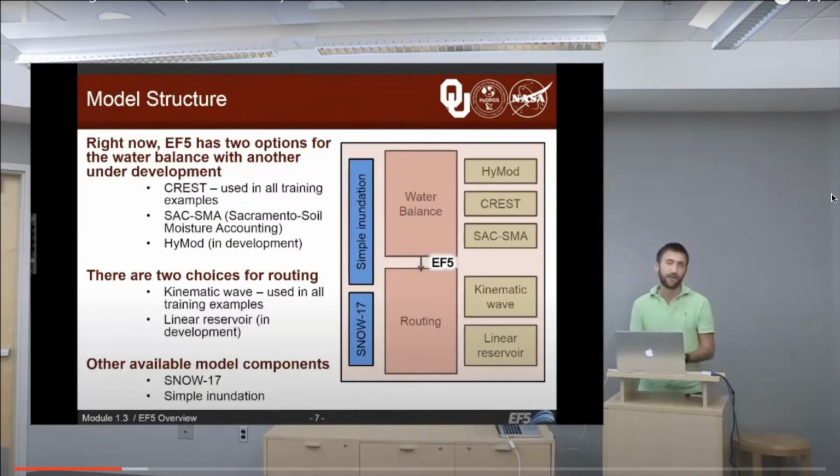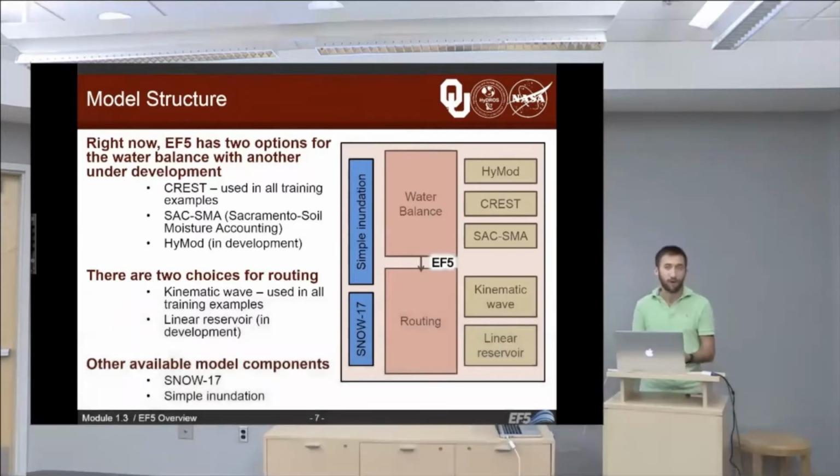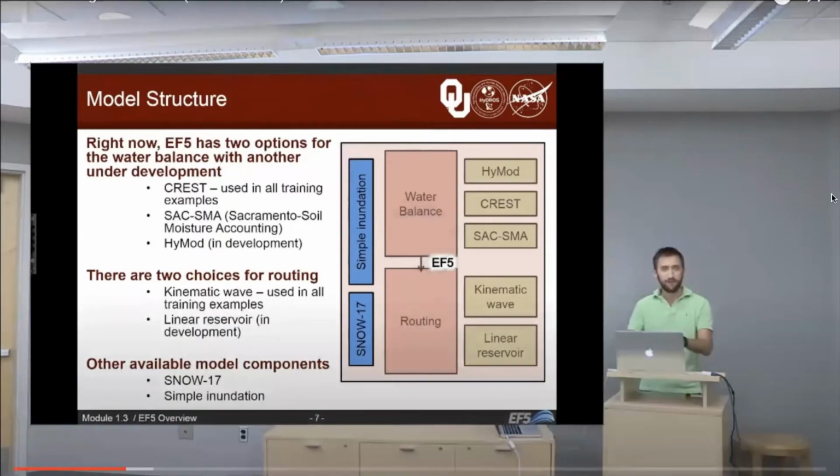Components for areas with a lot of snowpack or where a lot of water is stored on the top of mountains. The Snow 17 model is incorporated into EF5, and then there's also a simple inundation model or a bathtub model that basically just fills.